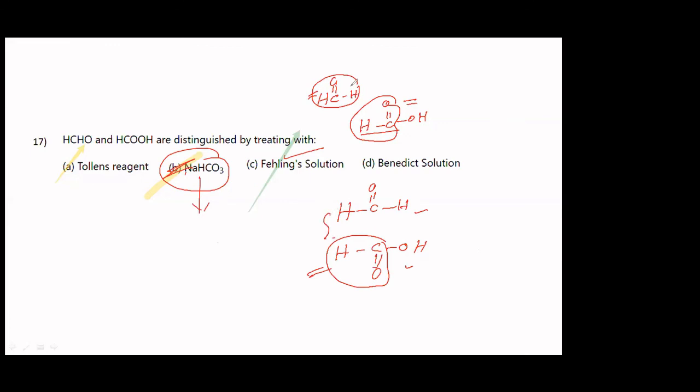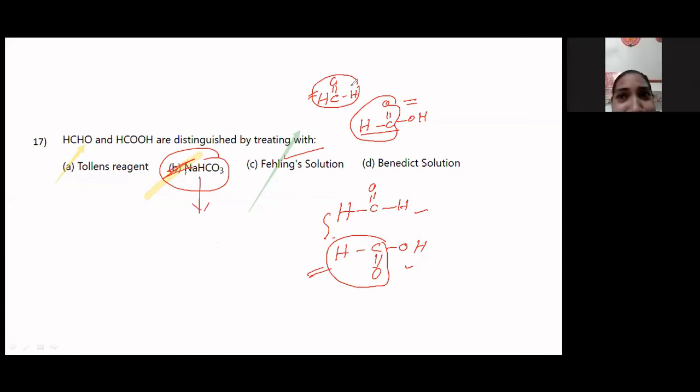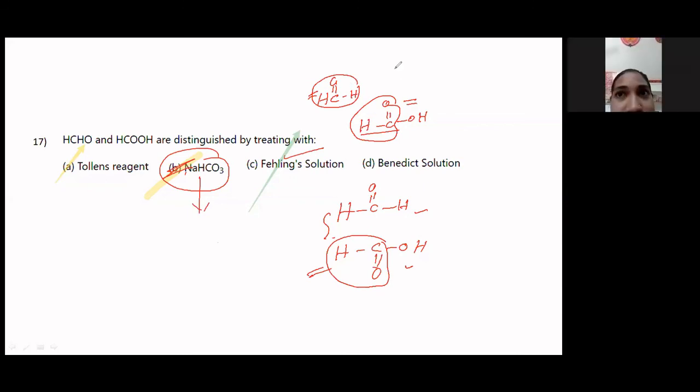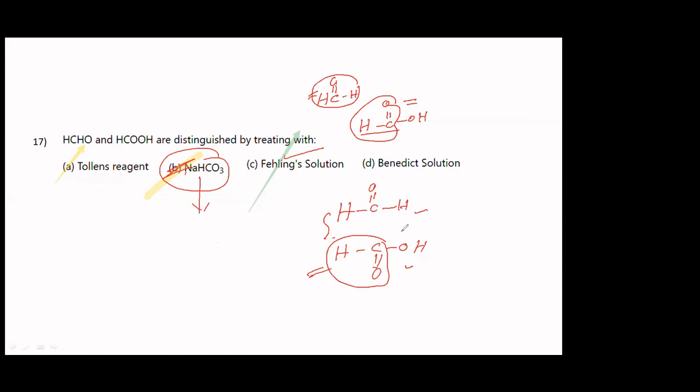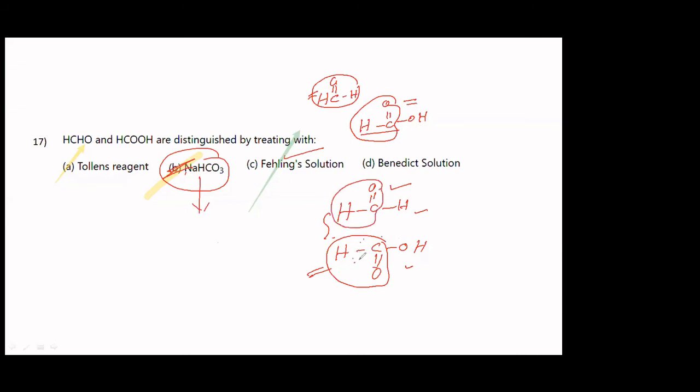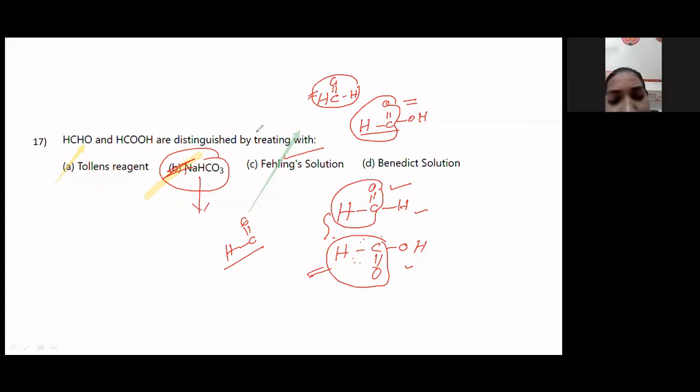Any doubt? I have a doubt, ma'am. This question is not understood. This one, HCOOH and HCHO, you just compare the structure. This one is an aldehyde, and this is an acid. This one also has the HCO group, the aldehyde group. Both of them have an aldehyde group, isn't it? The compound which has an aldehyde group gives all these tests, right? Yes, ma'am.